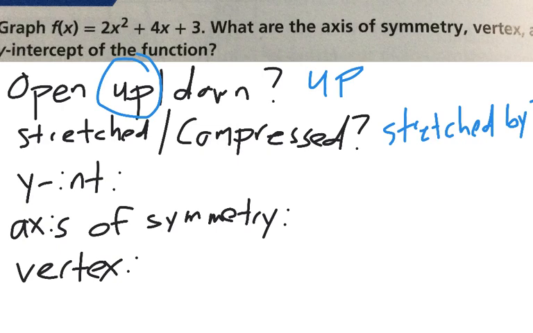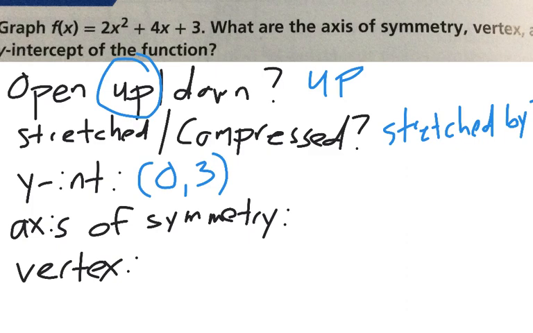What's the y-intercept? Where does it cross the y-axis? (0, 3). It crosses the y-axis at 3. Remember, it's the c term. And again, the y-intercept is an ordered pair, so the x-coordinate is 0 and the y-coordinate is 3. Everybody good with that part? Those three are just looking and identifying.